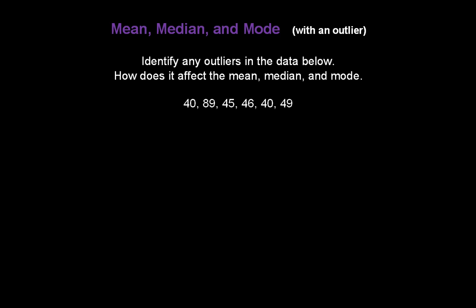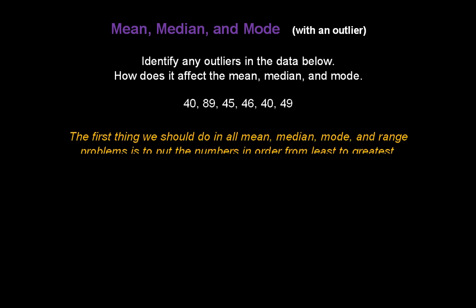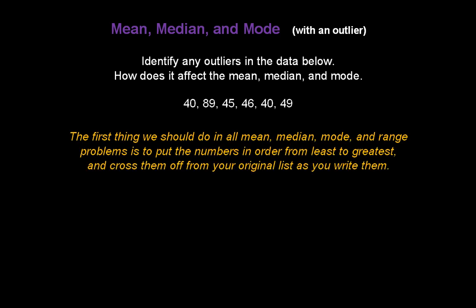Take a look at another data set. Identify any outliers in the data and tell me, how does it affect the mean, median, and the mode? So what we want to do is find an outlier if there is one and find out how it changes the mean, the median, and the mode. Once again, as with all data sets, first thing we should do is put them in order from least to greatest, cross them off as we use them.